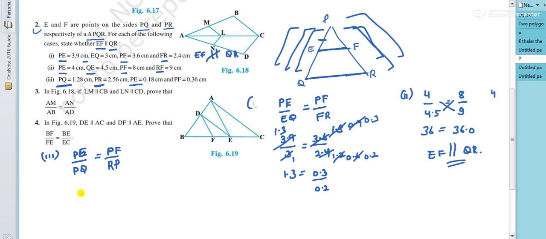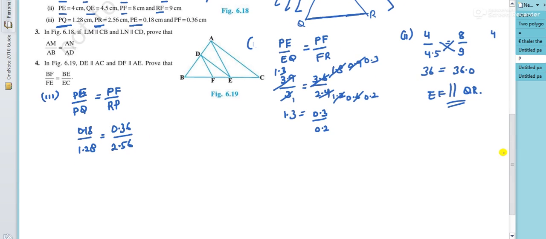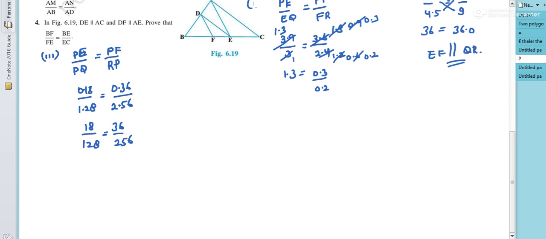So PE is how much? 0.18 divided by PQ is how much? 1.28, which is equal to PF, how much? See, 0.36, and this is PR, equal to 2.56, right? Since a decimal is there, multiply and divide by 10. So here you'll get 18 by 128, and here you'll get 36 by 256. Okay, so are they equal? If you solve them, what will you get?